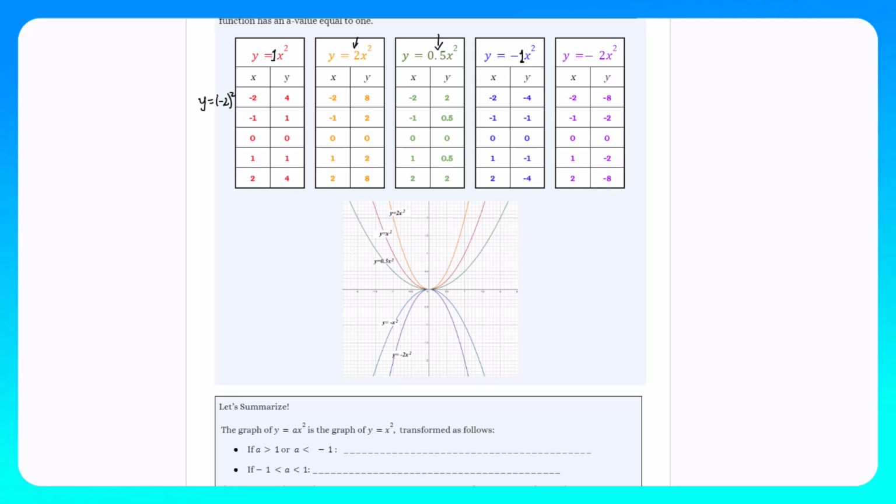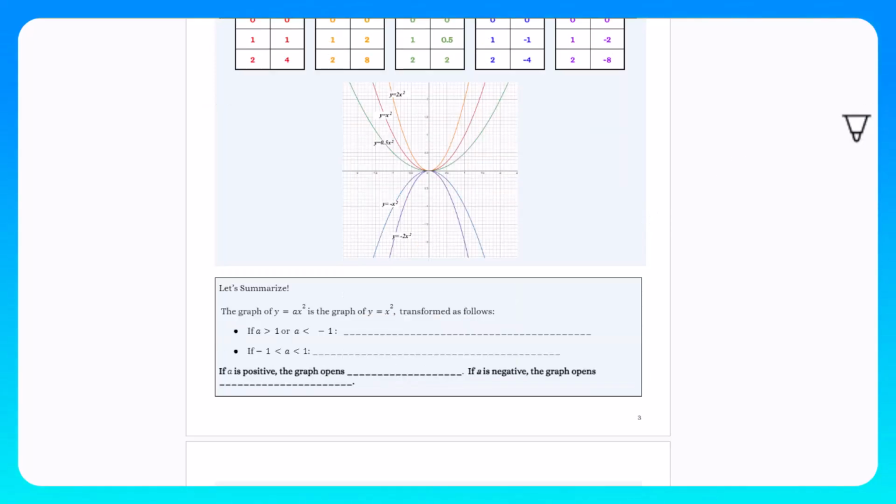So let's summarize this together. Down at the bottom, right here, it says if a is greater than 1, or in other words, -1, because it could be the case we have -2. Notice in this graph right here at the bottom that -1 is wider than the negative x squared. That the parabola is narrower than y equals x. So let's write that down.